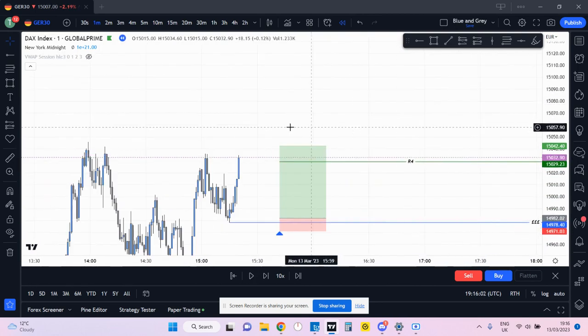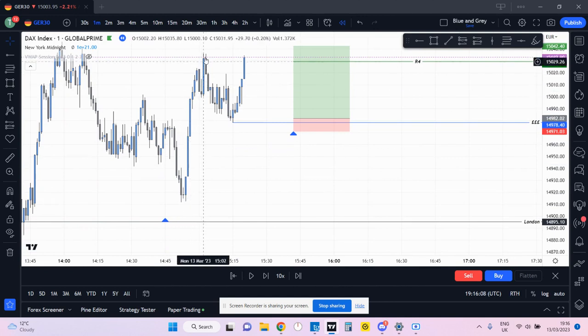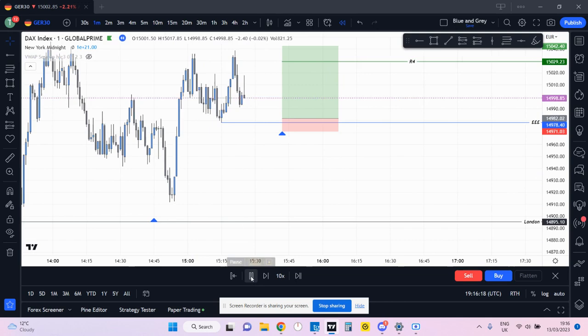Okay, this is where stuff gets a little bit interesting. So what we can see here is we've had this big push up. We've then come down. We've ran this liquidity here. We ran these wicks here. Bear that in mind.